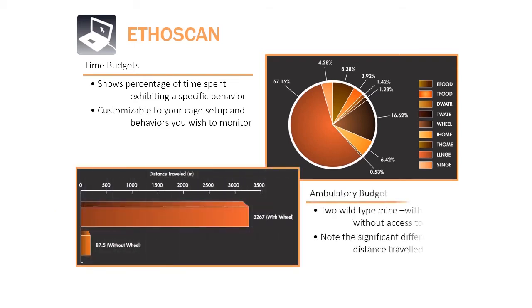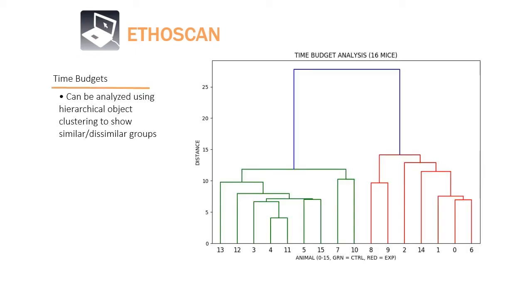Let's look also at locomotion. You can do the same thing with ambulatory budgets, in this case without the wheel and including the wheel. About 87.5 meters without the wheel, just using the XY array to record the mouse around the cage, and then about 3.3 kilometers with the wheel. And again, a nice objective numerical array.